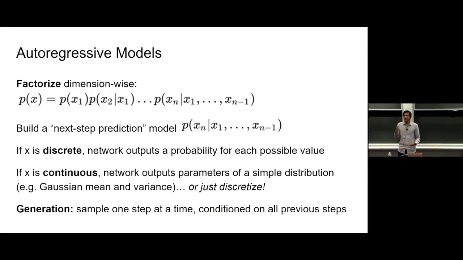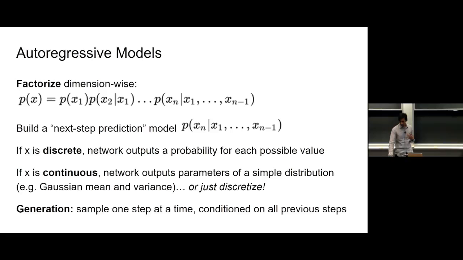So we predict the nth step conditioned on all of the previous steps. And we can implement this as an RNN or as a convnet or as any of the neural architectures that you've learned already today.